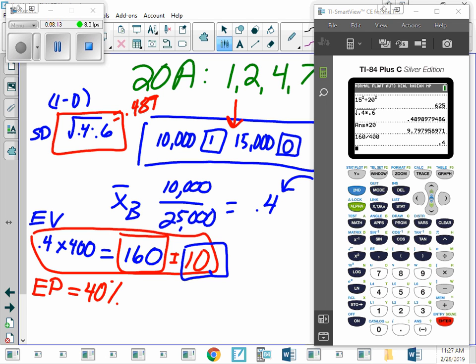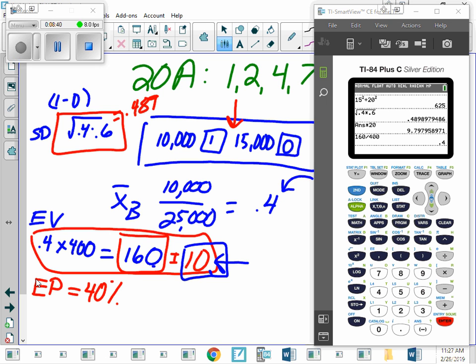There are lots of ways to describe it. What does this 10 tell us? There's a chance error, meaning you're expected to be off by about 10. What's another way to say it? 68% of all surveys of size 400 will be within 10 people of 160.